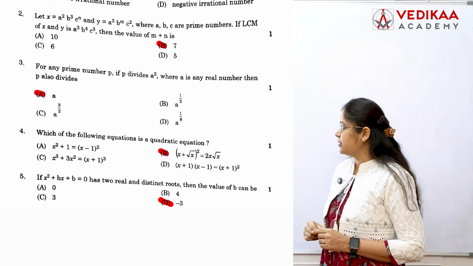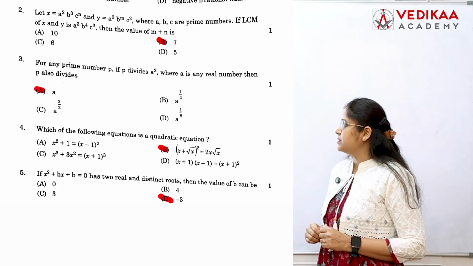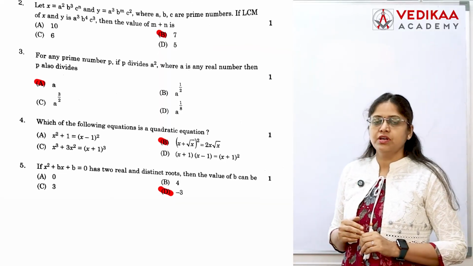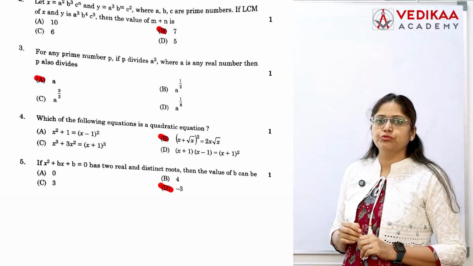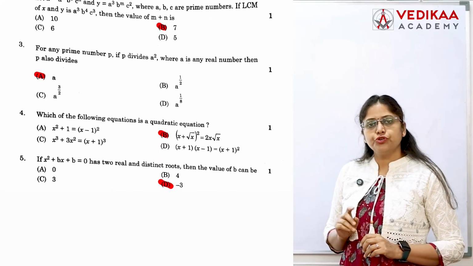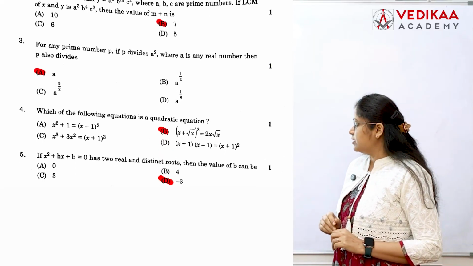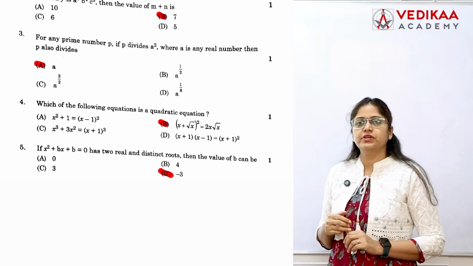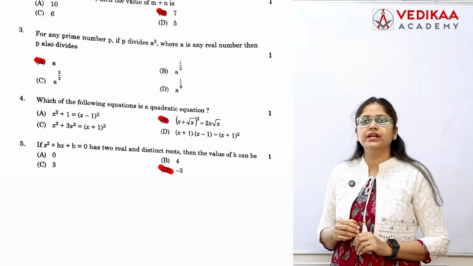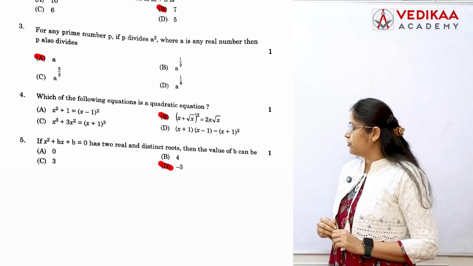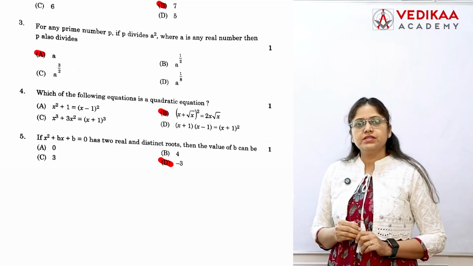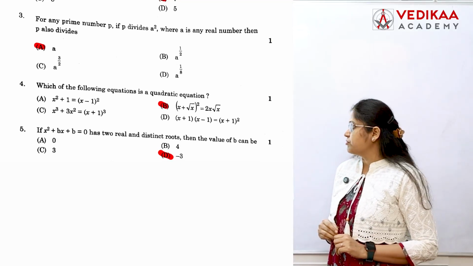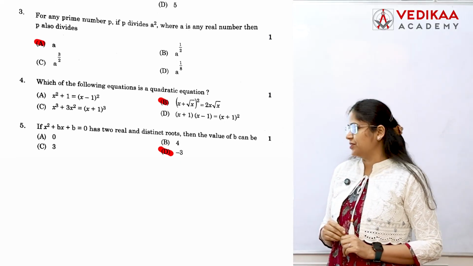Next, question number 5, x square plus bx plus b is equal to 0. Now here the condition is given that it has 2 real and distinct roots. Now we know that for 2 real and distinct roots, b square minus 4ac should be greater than or equal to 0. So here b square minus 4ac should be greater than or equal to 0. If you solve this particular thing, you will get b square should be greater than 4b. So out of 4 options, option D satisfies that b square should be greater than 4b. So question number 5, answer is D, minus 3.